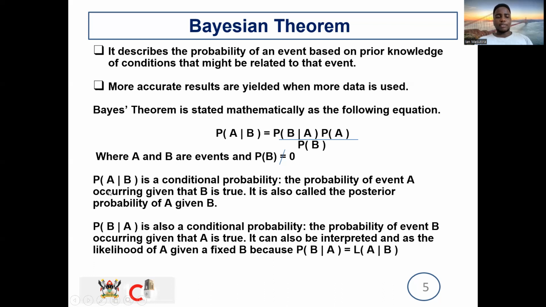Then the probability of A given B is a conditional probability. That is, the probability of event A occurring given that event B is true. It is also called the posterior probability of A given B. Then the probability of B given A is also a conditional probability. That is, the probability of event B occurring given event A is already true. It can also be interpreted as the likelihood of event A given a fixed B.